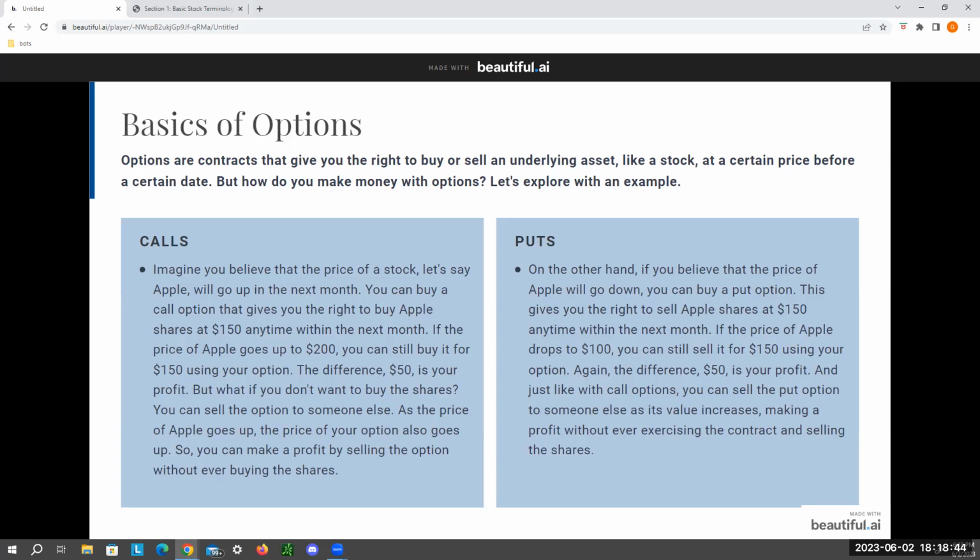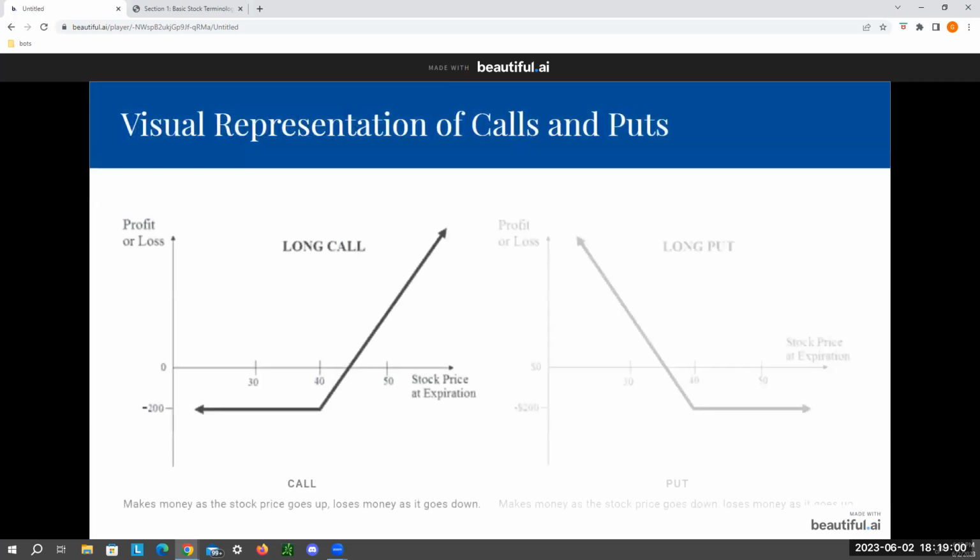Like I told you before, if you believe that the price of a stock will go up, you would buy calls. If you believe the stock price will go down, you would buy puts. It's as simple as that. I'm not going to read this entire thing. You guys can read that yourselves. It's very, very simple. Calls up, puts down. Just remember that. Here's a visual representation.